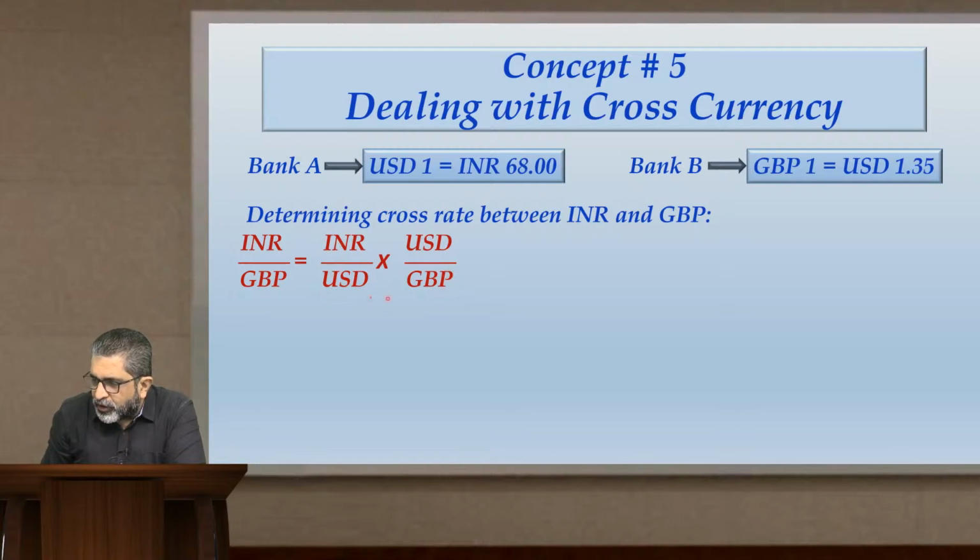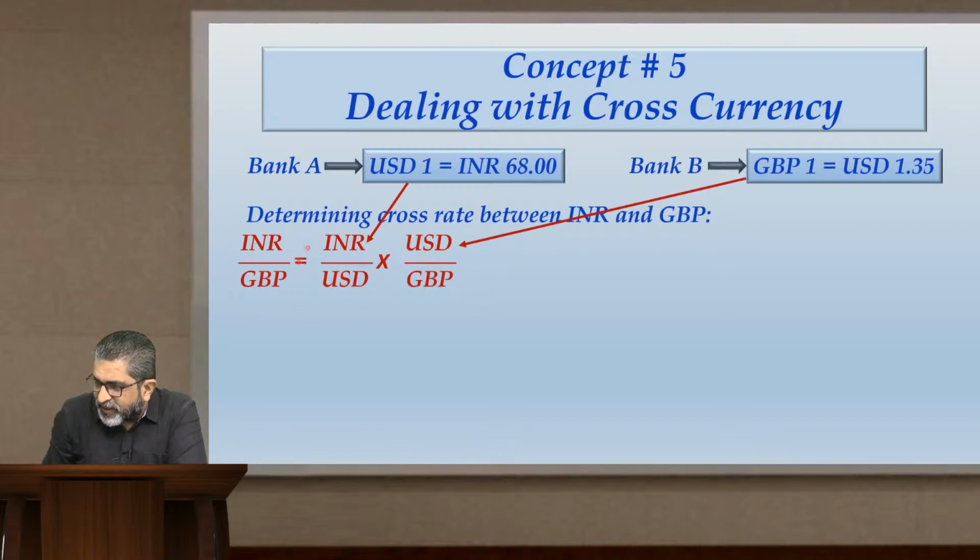Logically, if you look at the right hand side of this equation, INR per USD indicates how many units of INR there will be for each unit of USD. So INR per USD you can obtain from the quote given by Bank A, correct? You can identify it from the quote given by Bank A. Secondly, USD per GBP you will be able to identify from the quote given by Bank B, because GBP 1 equals USD 1.35 is similarly expressed as USD per GBP, that will be 1.35. So you can obtain this rate from Bank B.